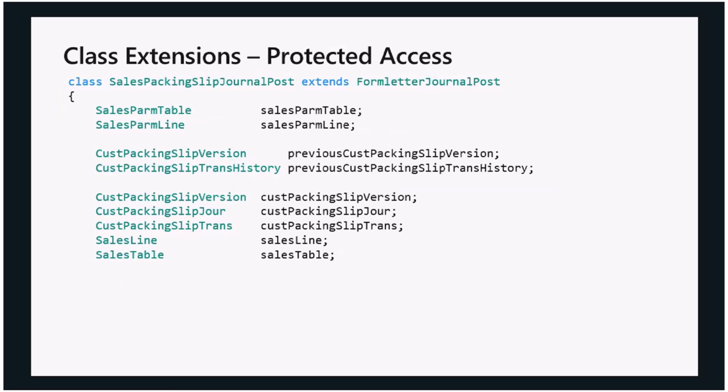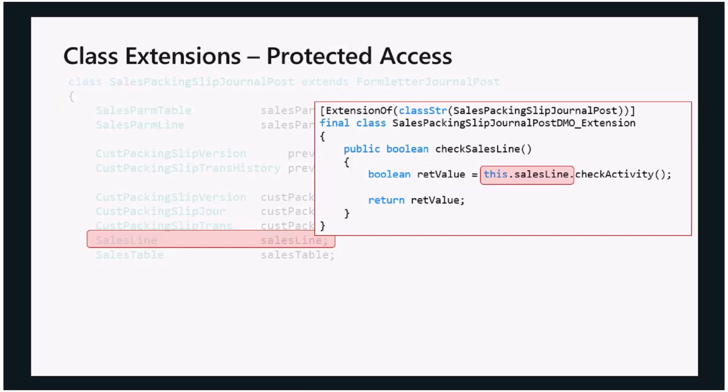A nice advantage that class extensions have is the ability to see protected members, both variables and methods. Now, private data is still hidden from extension classes, but extension classes now act like a derived class in that they have the same level of access to the protected state. So here we can see an extension class on the sales packing slip journal post class, which has the sales line as a protected member variable. Thus, in my extension class, I have access to this member variable, and I can write code to access it.